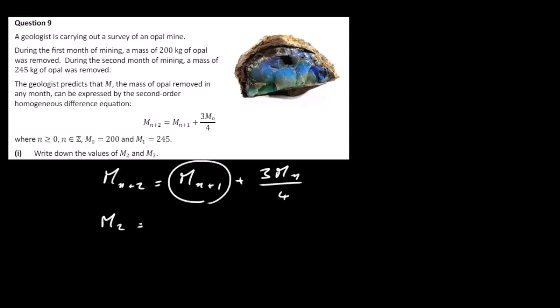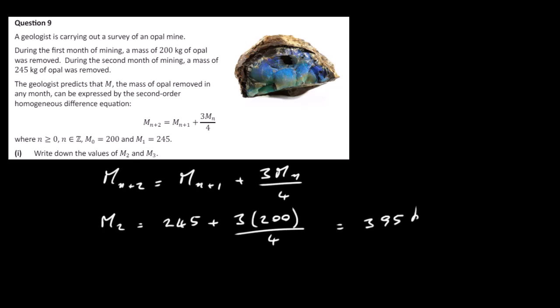So the equation that we have is M(n+2) is equal to M(n+1) plus 3Mn over 4. We want to work out M2. So that would mean that if n plus 2 is 2, n must be 0. So we have a 0 here, so this is actually M1. So M1 we know is 245 plus 3 times Mn. Well, we've worked out that n is 0, so we need M0. We know that M0 is 200, so it's 3 times 200 over 4. When you do that, you'll get 395 kilograms.